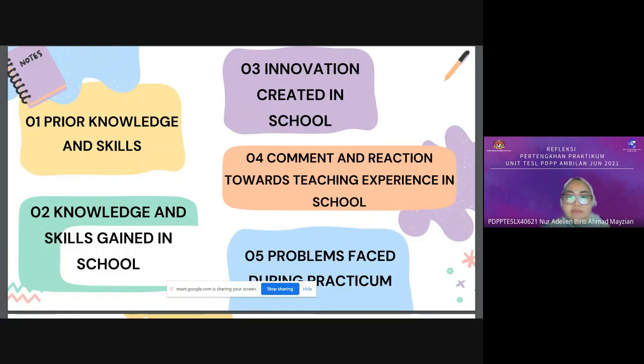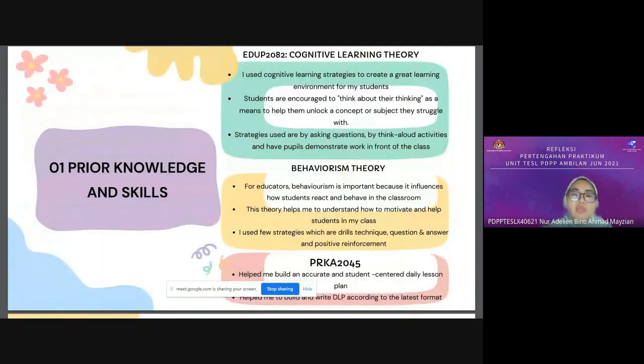So for the first one, the prior knowledge and skills that I have gained from the IPT and applied in my school. The first one is ADUP 2082, which is the psychology course that was taught by Dr. Tan. I chose the cognitive learning theory because I use cognitive learning strategies to create a great learning environment for my students, because my students are encouraged to think about their thinking as a means to help them unlock a concept or subject that they struggle with.